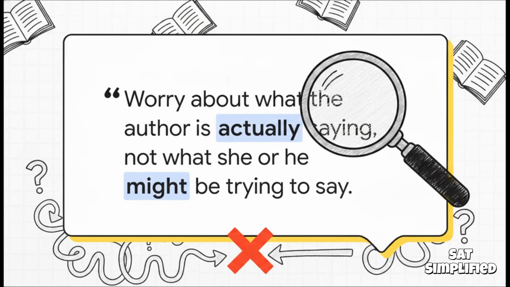Okay, one final piece of advice. Worry about what the author is actually saying, not what they might be trying to say. You need to be as literal as you possibly can. Honestly, this is where so many smart students trip up. They try to find these profound hidden meanings, but you must never interpret or imagine information that isn't explicitly right there on the page. The SAT doesn't want your creative interpretation. It just wants to know if you can accurately identify the structural function of the words exactly as they're printed.